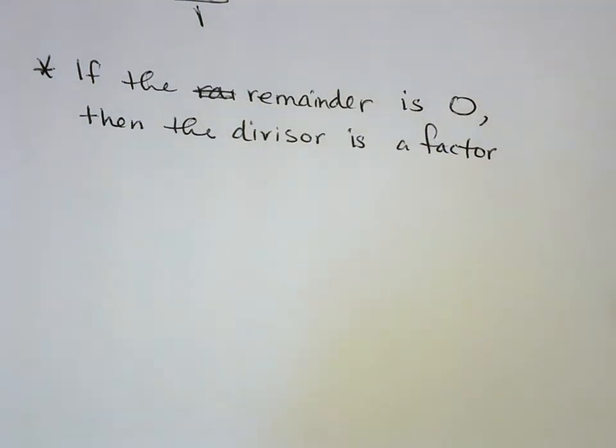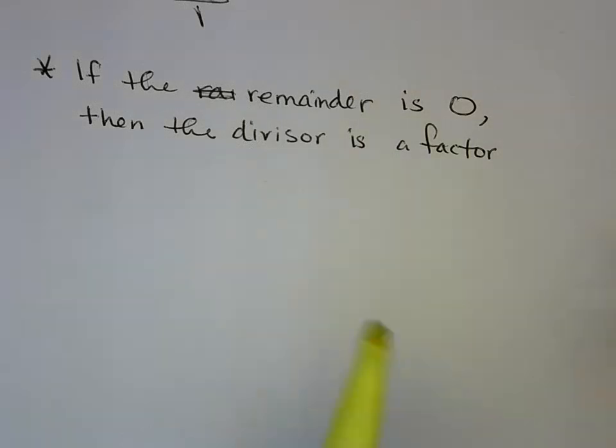Okay. So that's the part that when we do this, they're going to ask us that question. Once you're done dividing, they're going to ask you, is your remainder or is your divisor a factor? If you got a remainder of 0, then you would say yes. If you got a remainder of, say, 1, then you would say no.